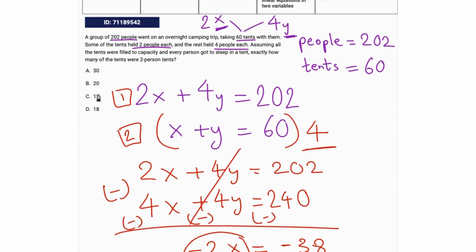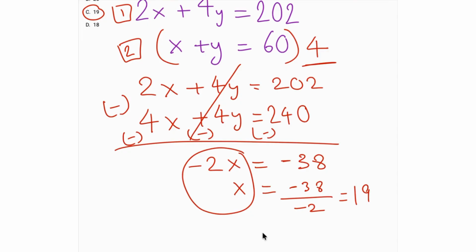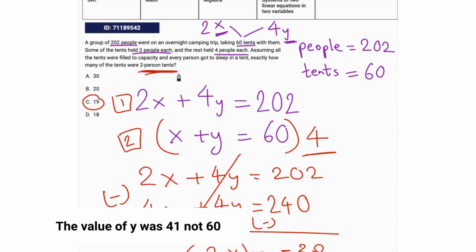All right, anyhow, the answer is C, and make sure they're asking you about the 2-person tents. In case they asked you about the 4-person tents, then I think the number was 60. Yes, I think it was 60. Anyhow, they asked about the 2-person tents, and the number of 2-person tents is 19.